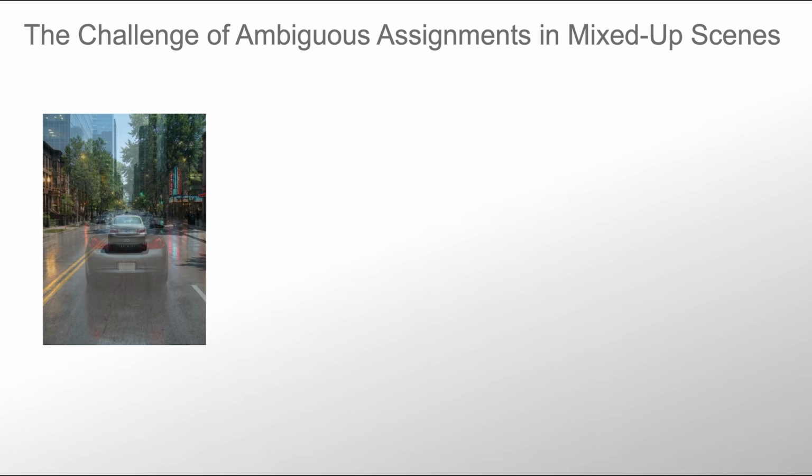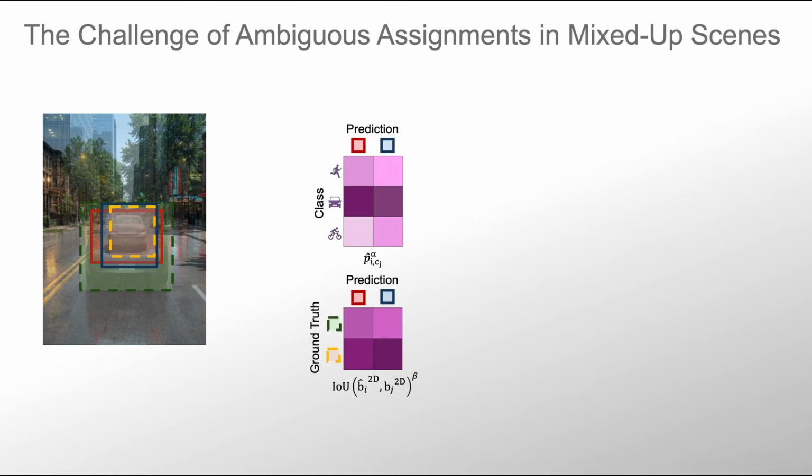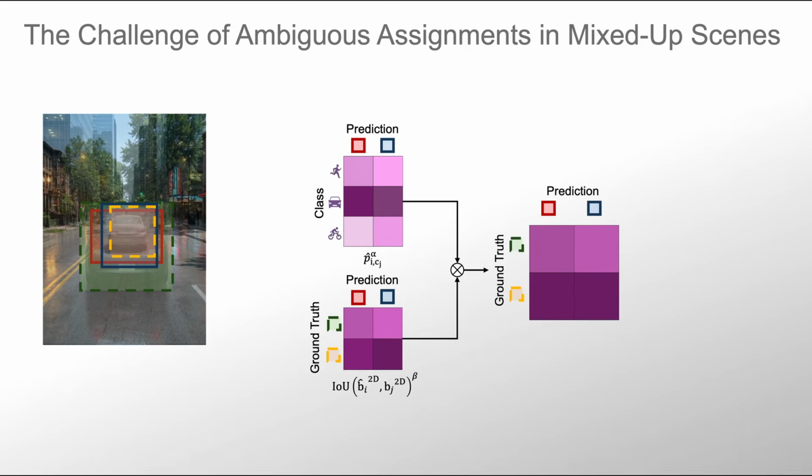You can see two separate yet overlapping car instances here. Our baseline matching criterion considers two factors. First, the predicted probability of the ground truth class. Second, the intersection over union between the ground truth and predicted 2D bounding box. Our baseline combines these two criteria to compute the final matching score. However, this approach creates ambiguous assignments in dense or mix-up augmented scenes like this.